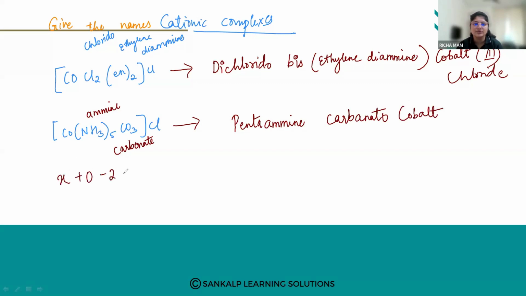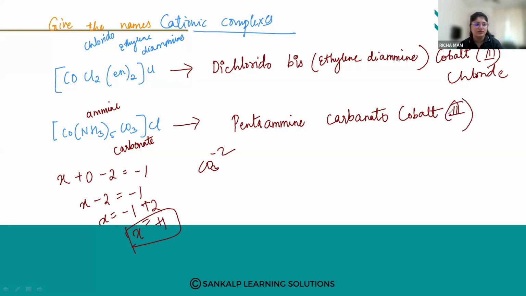x plus 0 minus 2 equals to minus 1. So x is equal to minus 2, minus 1, x is equal to minus 1. Again the same. CO3 is minus 2 and this is minus 1. So minus 2 is equal to minus 1. Mm. The name here is pentaammine carbonato cobalt(III) chloride.